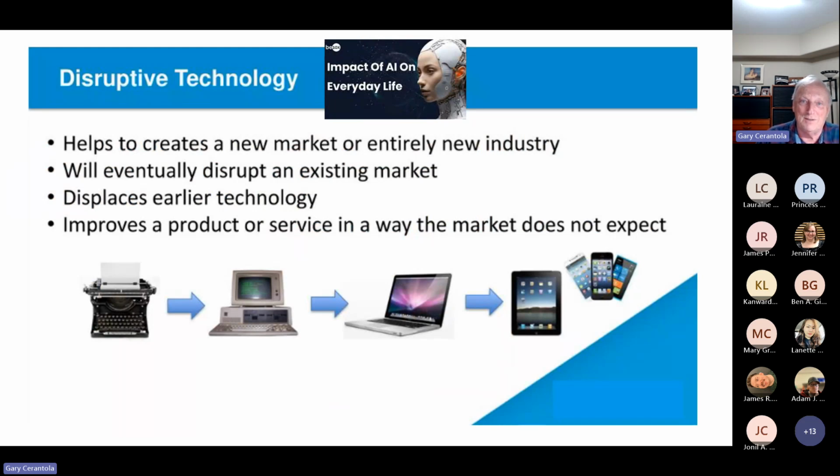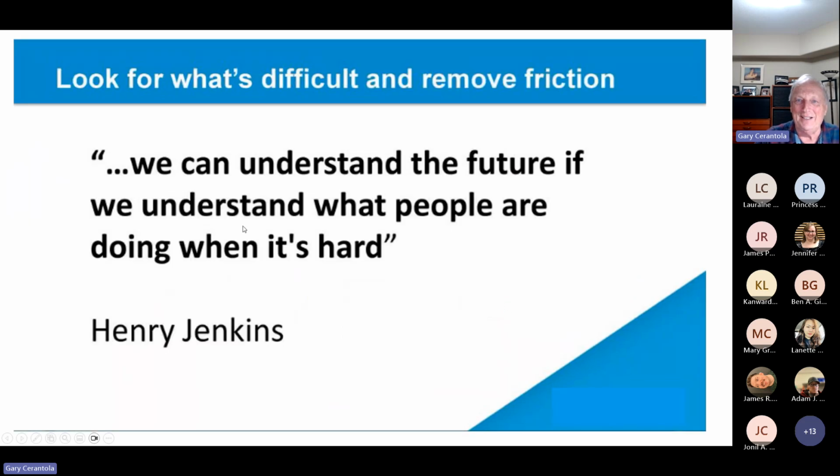And guess what? Disruptive technologies are going to happen on a weekly basis, as far as I'm concerned, because of the impact of artificial intelligence. I mean, this is everyday life for you guys, leaving this program. And what happens is it helps to create a new market, an entirely new industry. And it'll eventually disrupt the existing market. Look where the typewriter started, and look where you are now in terms of a smartphone. So it displaces early technology, improves a product or service in a way that the market doesn't expect, right? So get ready. All right.